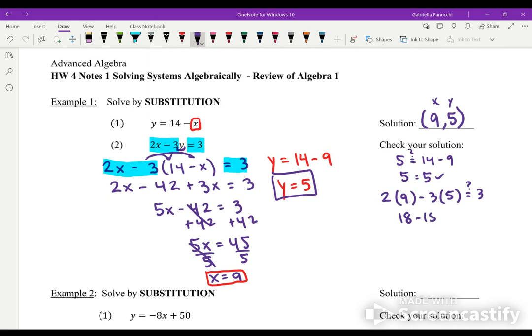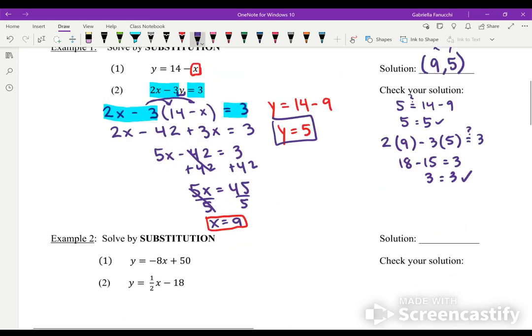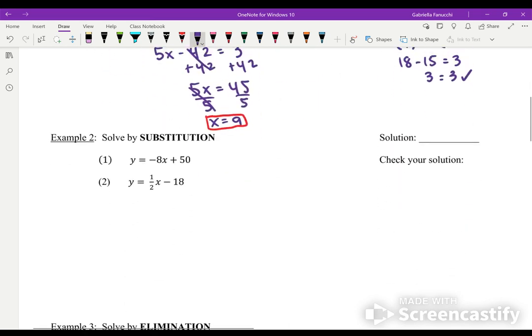18 minus 15, is that equal to 3? 3 is equal to 3? Yes.